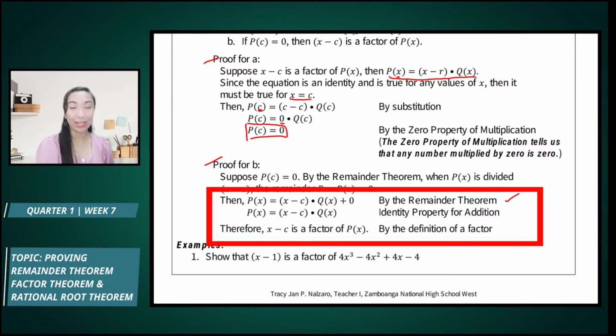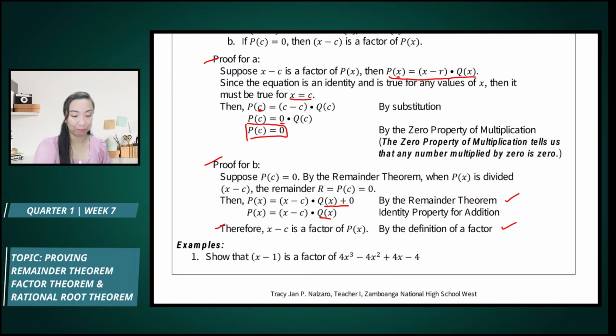And then, p of x is equal to x minus c times q of x, because any number when you add it to 0 is just equal to itself. So that is the identity property of addition. Therefore, x minus c is a factor of p of x. This is by the definition of a factor. So we have this conclusion here.